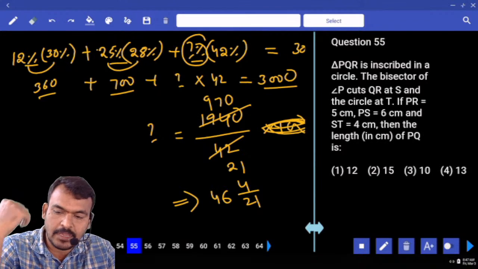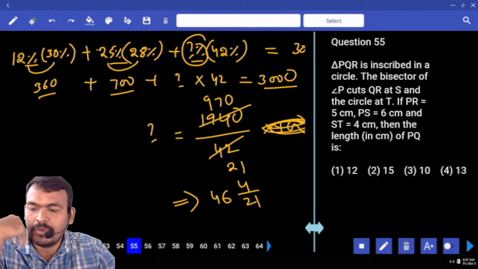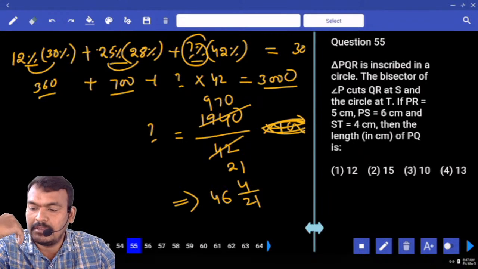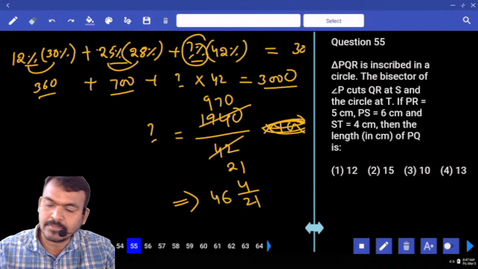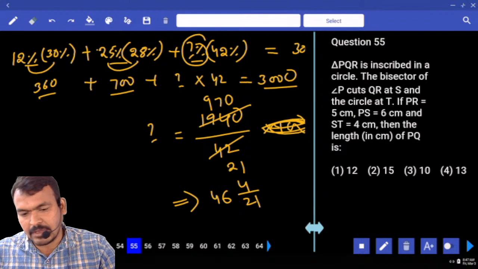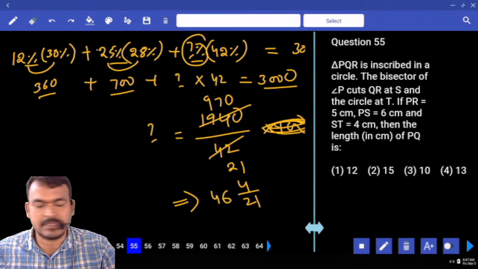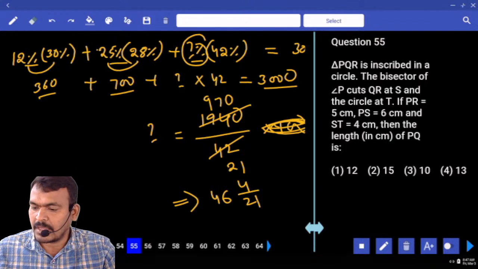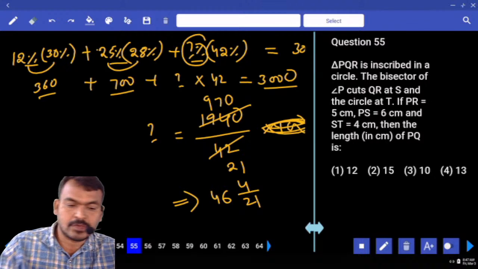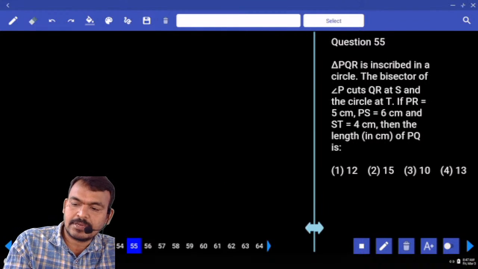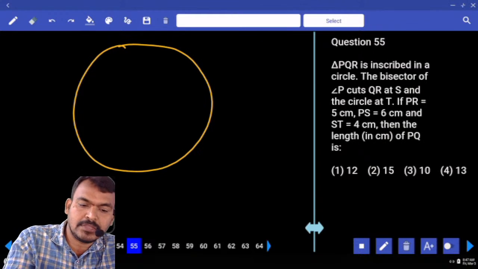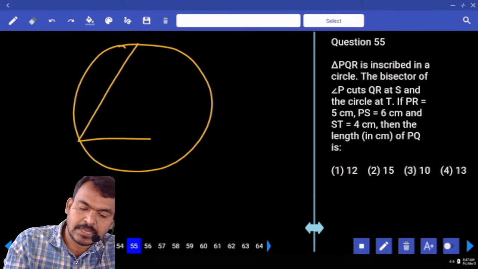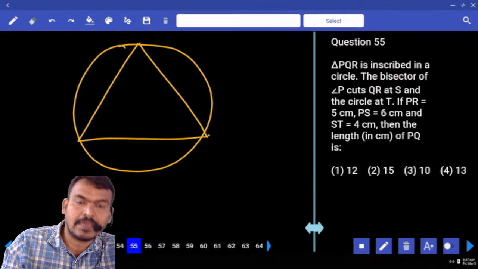Question number 55. Triangle PQR is inscribed in a circle. The bisector of angle P cuts QR at S and the circle at T. If PR equals 5 centimeters and PS equals 6 centimeters, and ST value is 4 centimeters, what is the length of PQ? First of all, triangle PQR is inscribed in which one? Circle. Means outer diagram is the circle, inner diagram is the triangle.